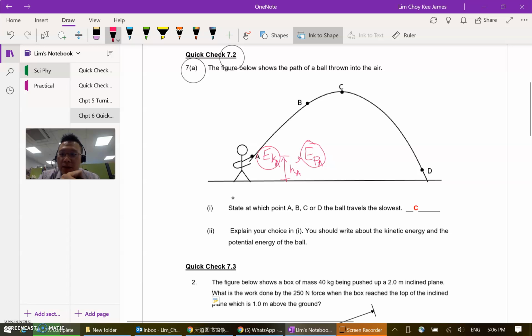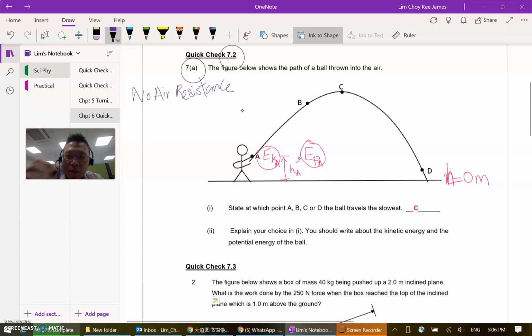I repeat, EP, the potential energy at A, is because of the height above the ground. So indirectly we are saying that the ground is your ground level, which is height equal to 0 meters. The lowest part in the question we always assume to be the ground level, which is h equal to 0 meters. And for point B, you'll find that the height is at a certain distance above the ground. Let's do an ideal situation, which is that there is no air resistance.